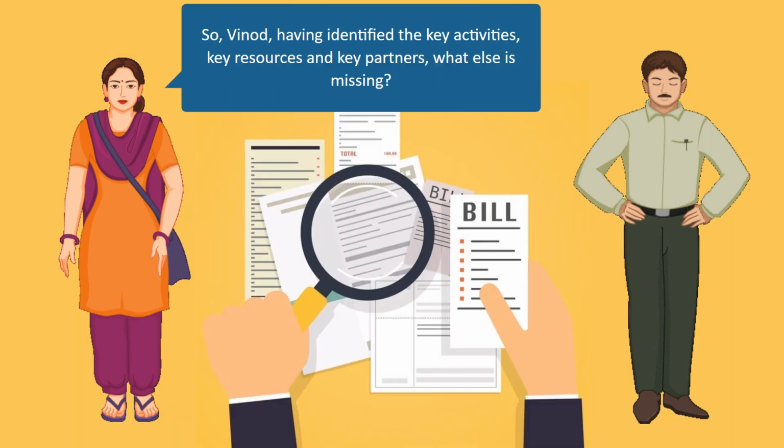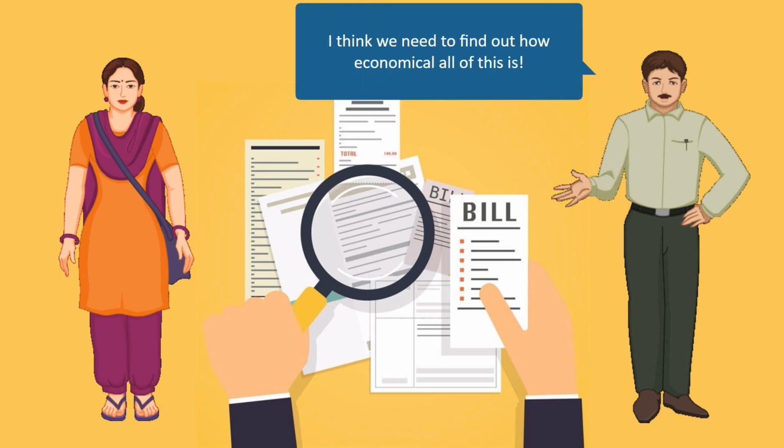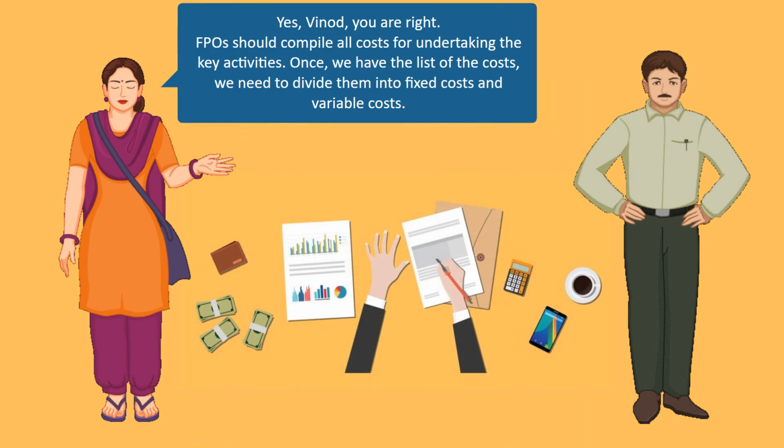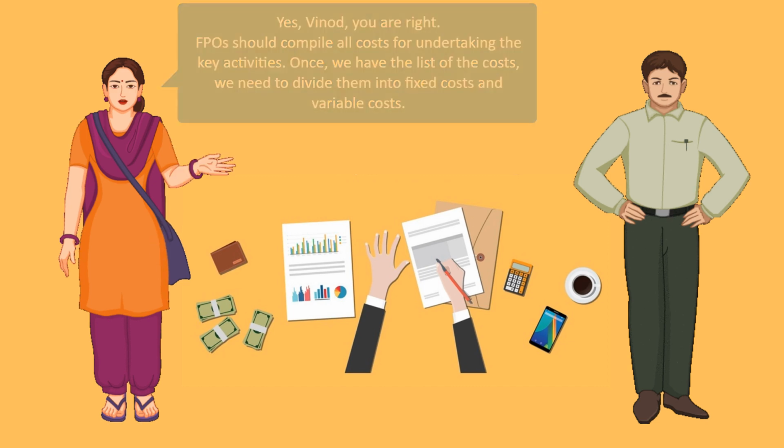Having identified the key activities, key resources, and key partners, what else is missing? I think we need to find out how economical all of this is. Yes, Vinod, you are right. FPOs should compile all costs for undertaking the key activities. Once we have the list of the costs, we need to divide them into fixed cost and variable cost.